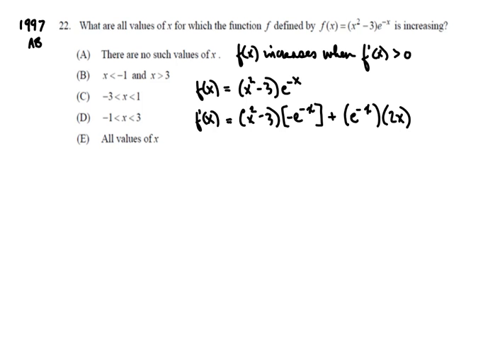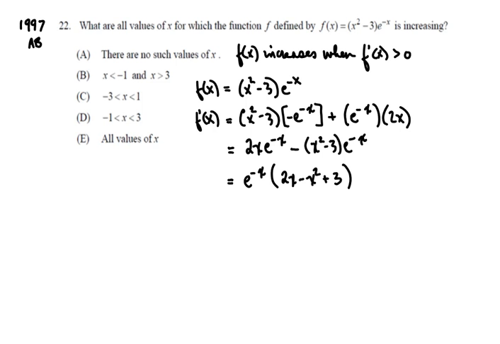So what I would do for this one, since the second term is positive, I would move that to the front, like so, and then we have negative. The second term is negative, so I would put minus. And so we have 2x e to the negative x minus the quantity x squared minus 3 times e to the negative x. The next thing that I would do there is to factor out e to the negative x. And when I do that, that leaves 2x minus x squared plus 3.